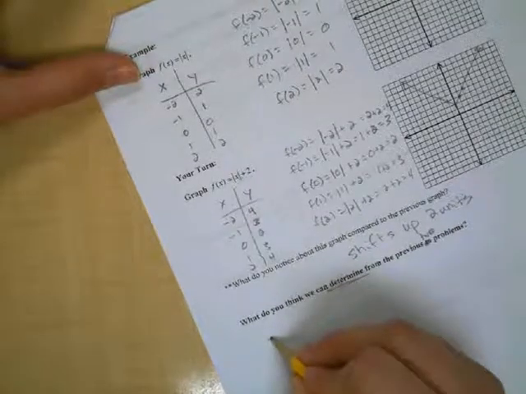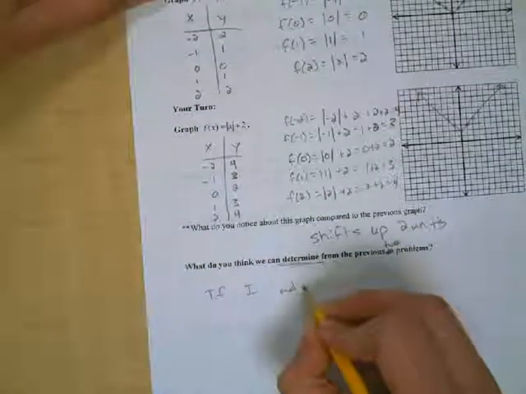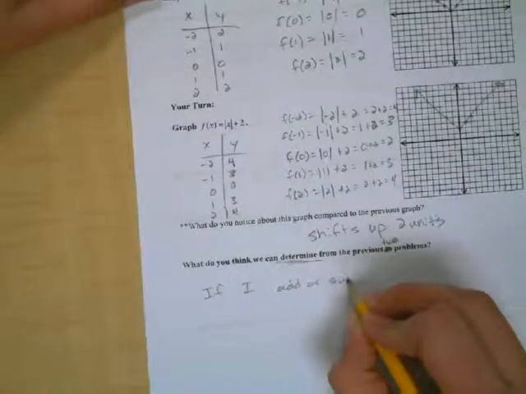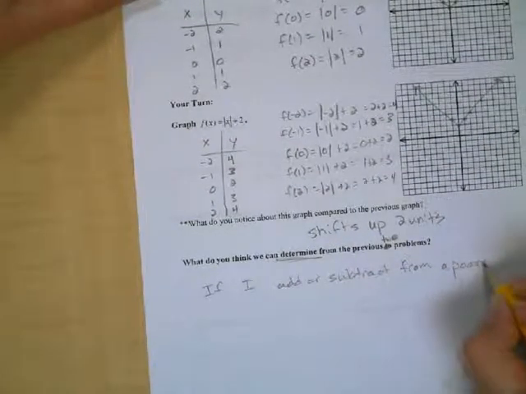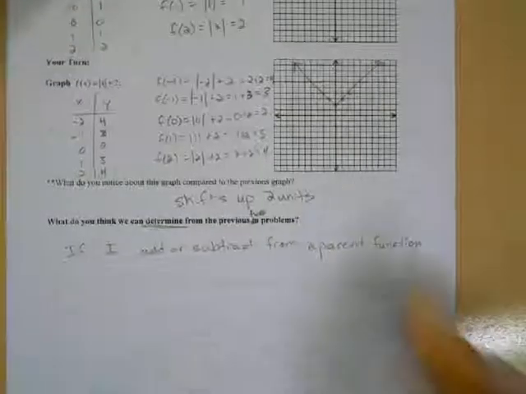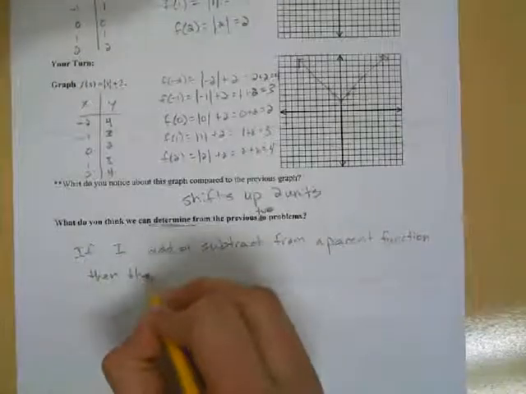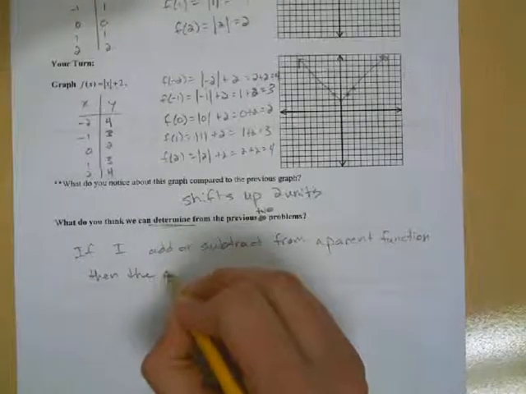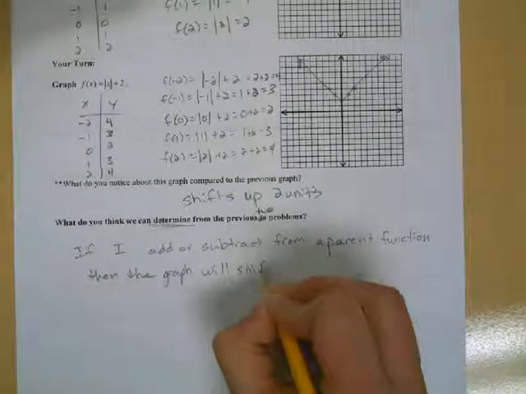Okay, 2 problems was if I add or subtract from a parent function, then the graph will shift up or down.